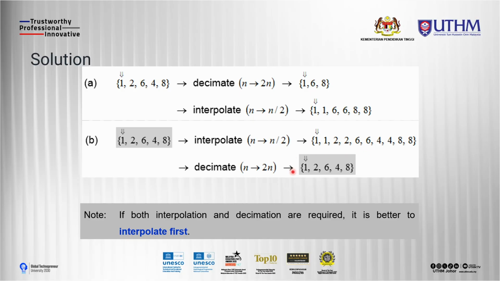Okay, now you can see that the answer from A you have 1, 1, 6, 6, 8, 8. The answer from B you get 1, 2, 6, 4, 8. So which one can recover the signal x[n]? This one, right? The final answer is the same as the original question. So this one, sequence 2, can recover the signal x[n].